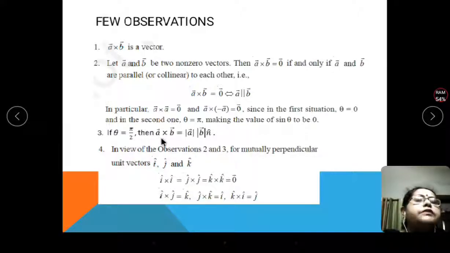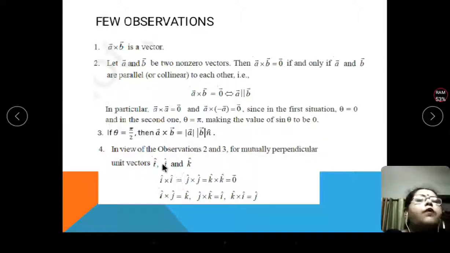For perpendicular vectors, the cross product A cross B will be given by mod A mod B and just the unit vector n, because in this case sine theta is going to be 1. Now point number 4, in view of the observations 2 and 3, we have some two important results basically for the mutually perpendicular unit vectors i, j and k.